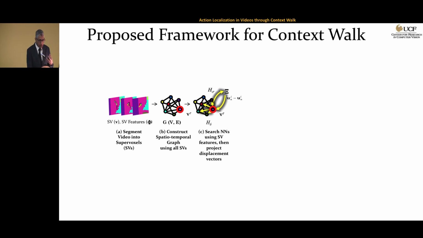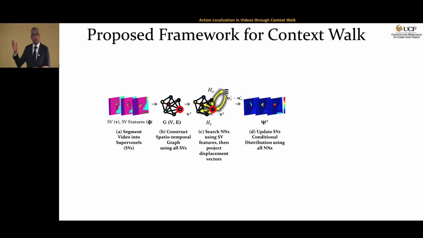Now, once you project these displacement vectors onto our graph and the video, then we can come up with this conditional distribution, which tells us which are the more likely or more probable locations where the action is present, such as shown over here. So the more red regions there are, that shows that it is highly probable that that's the action, and more blue means that is most likely the background or non-action.